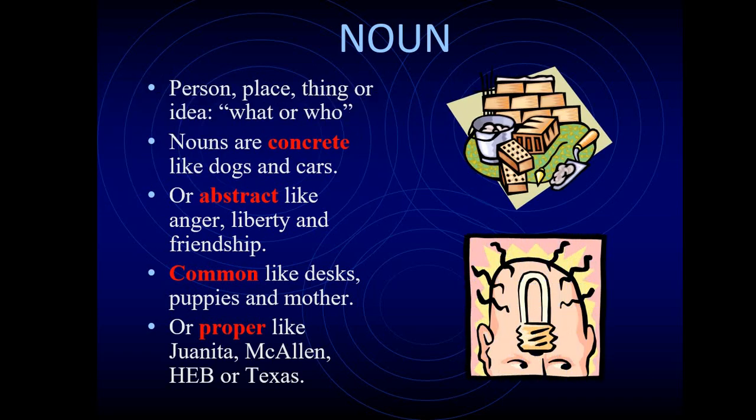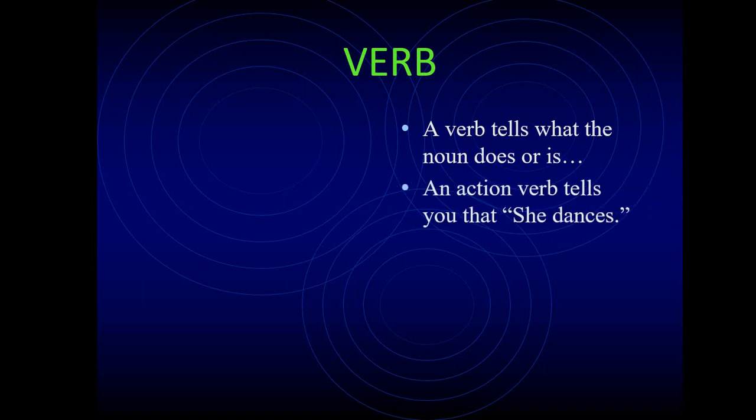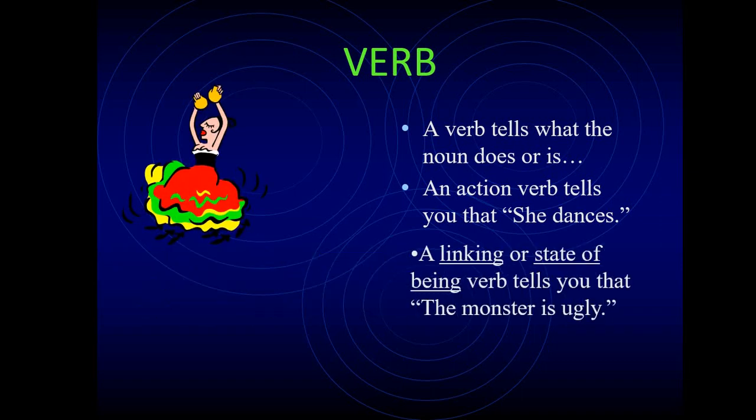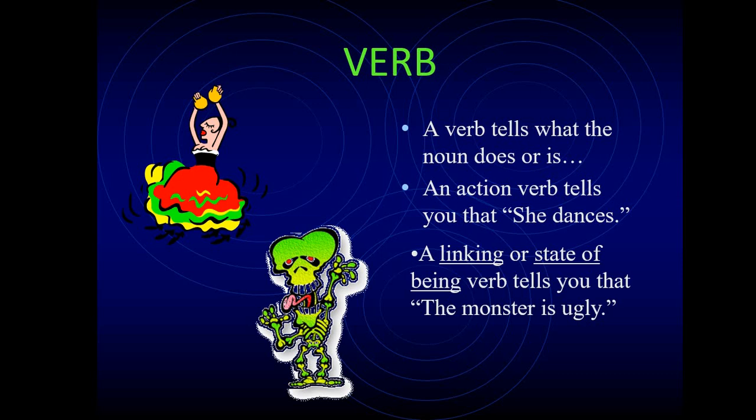Let's continue. Now we're going to go to the second part of speech, which is verb. What is a verb? A verb tells what the noun does or is. So verbs in general tell or show action, and they show a state of being. An action verb tells you that she dances, and a linking or state of being verb tells you that the monster is ugly. Okay? So verbs tell action, or they describe a state of being of the subject. He is ugly, she is ugly, or the monster is ugly. Okay.